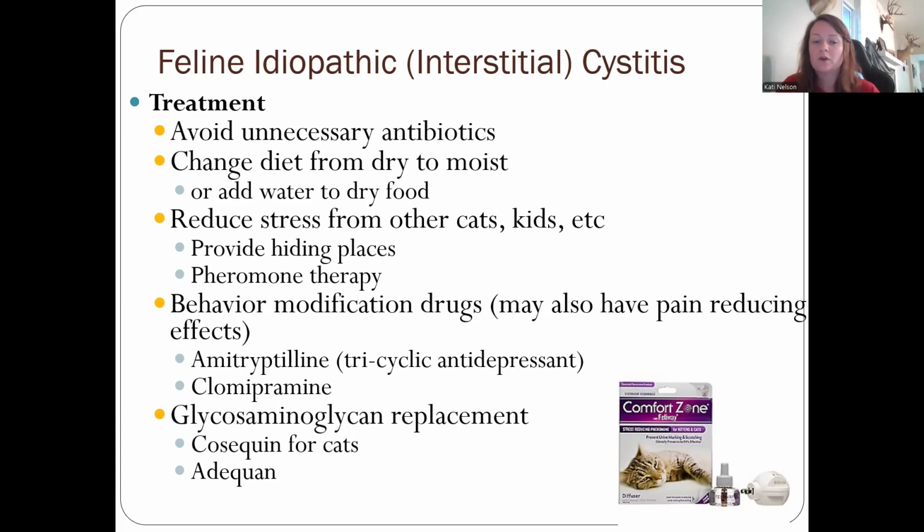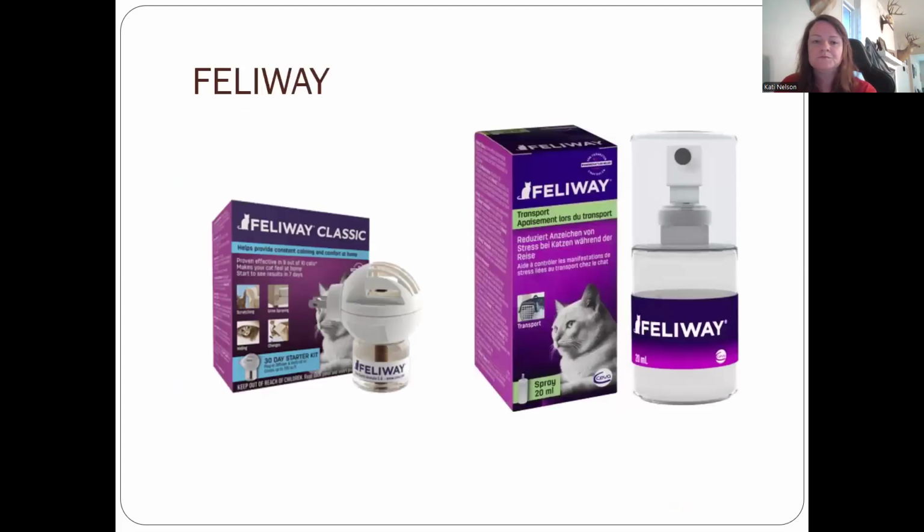Behavior modification drugs. So you can put them on antidepressants. It's just sometimes they get a little stoned off of it, so owners don't like that either. Glycosaminoglycan replacement, so Cosequin or Adequan. These are like joint supplements, but they help with inflammation. They have that natural anti-inflammatory effect that helps with inflamed bladders.